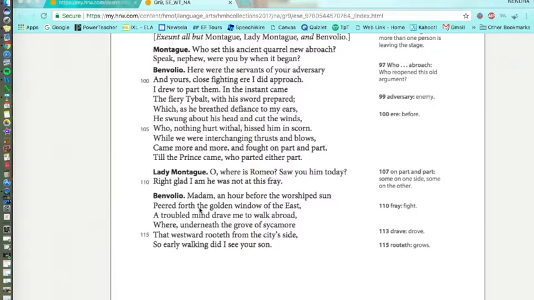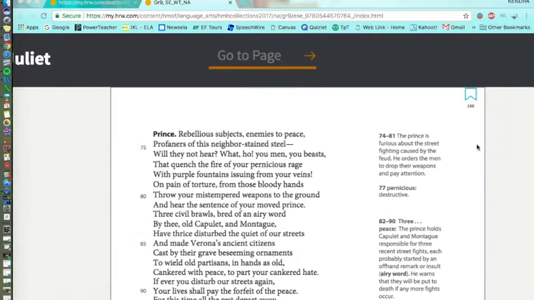Benvolio says, "Madam, an hour before the worshipped sun peered forth the golden window of the east, a troubled mind drave me to walk abroad, where underneath the grove of sycamore that westward rooteth from the city's side, so early walking did I see your son." So Benvolio says, well, I saw him really early walking this morning. We're going to see what's bothering poor little Romeo.